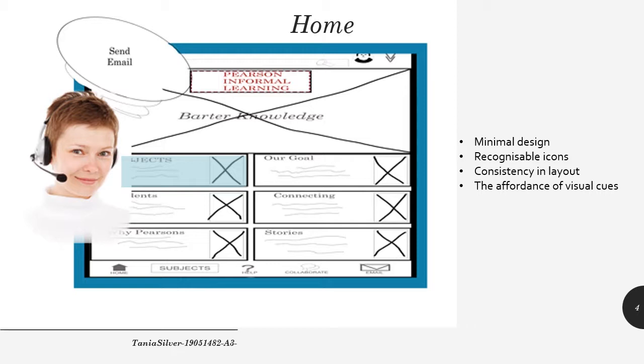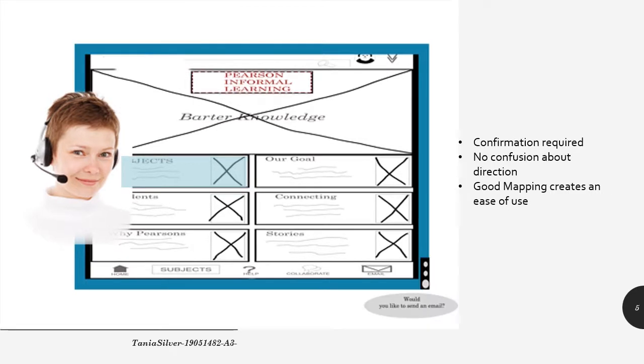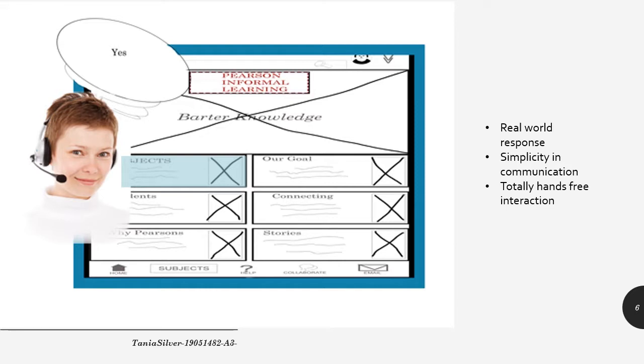To access email, a user simply asks the device to send an email. The user receives a response through the speaker system to query the user's initial question. This allows the user the confidence that they will be directed to the requested page. A yes response from the user will direct them to the required section without delay.